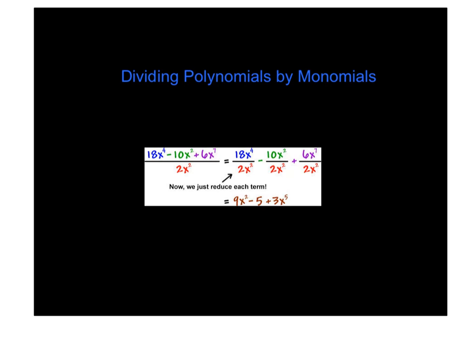And you can look at this picture right here and see exactly what we're going to be doing. We're going to have a polynomial that's going to be divided by a monomial. And now we have to break it up and we have to divide every term by that monomial.